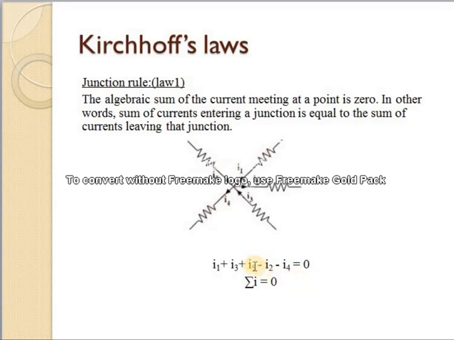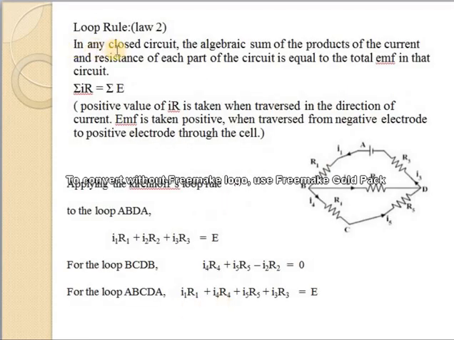That is, the sum of the currents entering equals the sum of the currents leaving that junction. That is Kirchhoff's first law. It is also called the junction rule. Next is the loop rule. So it deals with electrical loops.